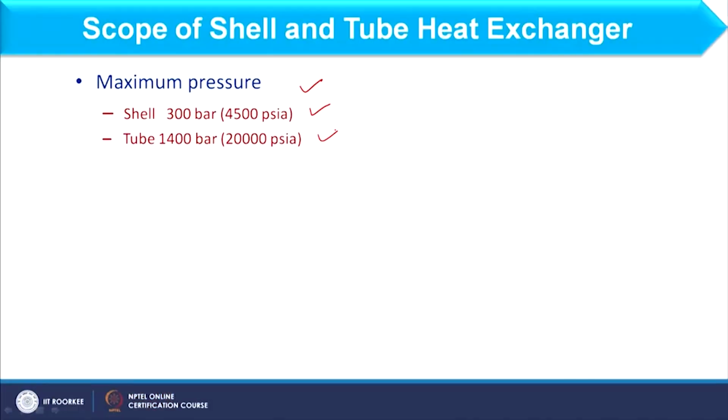So, here we have discussed different factors which give easy utility of shell and tube heat exchangers in industries. And now we will discuss the scope of shell and tube heat exchanger. If I focus on maximum pressure, in shell side we can go up to 300 bar, and in tube side we can move up to 1400 bar. So, you can see that we have a very large range of pressure, where maximum pressure is very high.